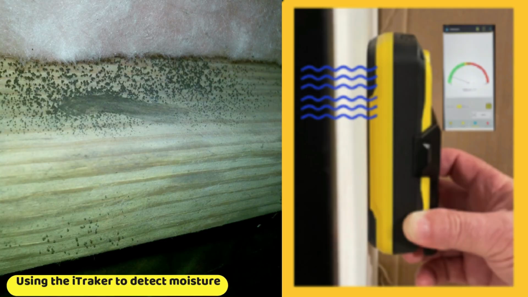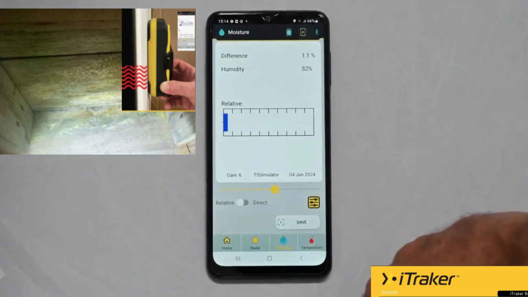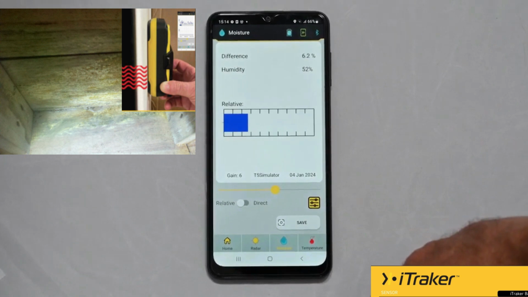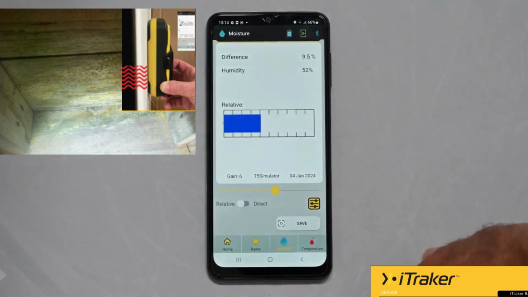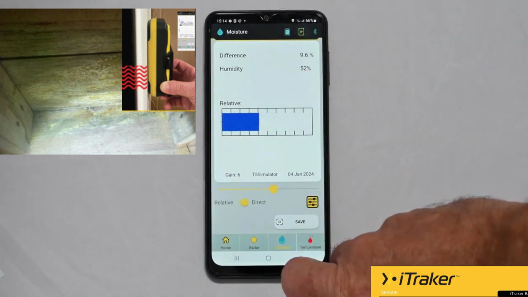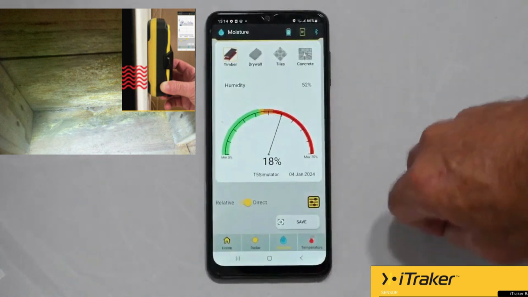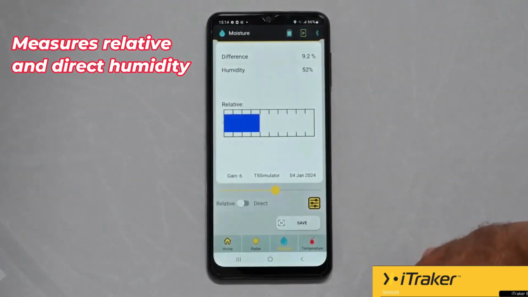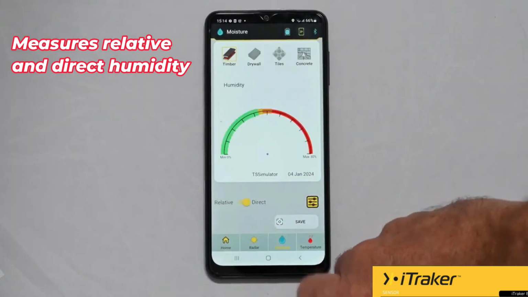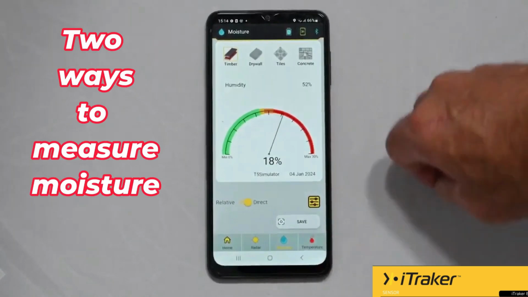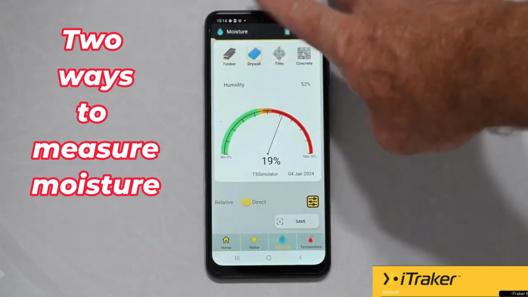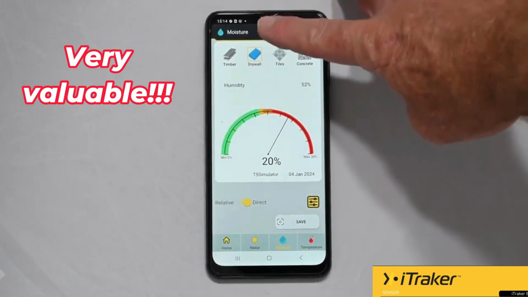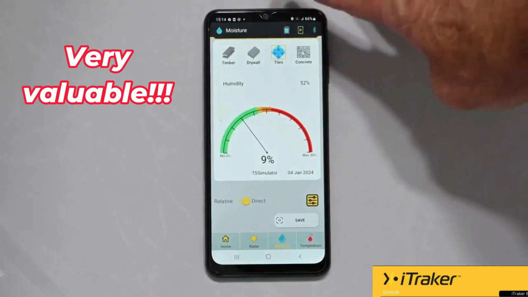Using the eye tracker to detect moisture. When we see an area of interest where there might be some moisture issues, we put the moisture sensor on that area and we get to see what type of moisture is in that wood. The moisture sensor measures relative and direct humidity, so it gives you two ways to measure what's going on in that area, and we see this as a great value.